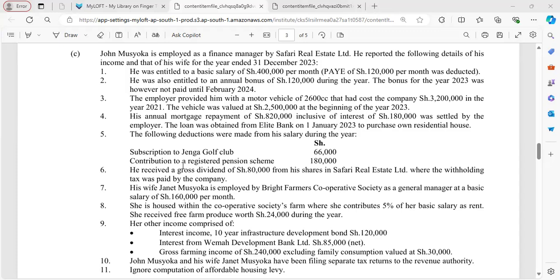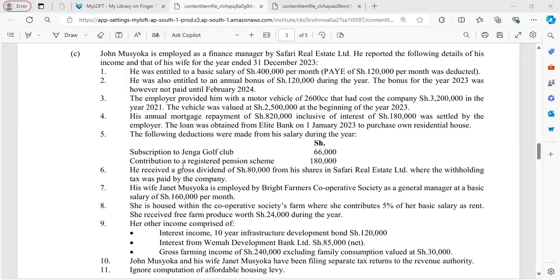Number seven, his wife Mrs. Musioka is employed by Bright Farmers Cooperative Society as a general manager at a basic salary of 160,000 per month. Number eight, she is housed within the cooperative society's farm where she contributes 5% of her basic salary as rent. She received free farm produce worth 24,000 during the year. Number nine, her other income comprised of interest income from a 10-year infrastructure development bond of 120,000, interest from Wema Development Bank Limited of 85,000, and net and gross farming income of 240,000, excluding family consumption value at 30,000.